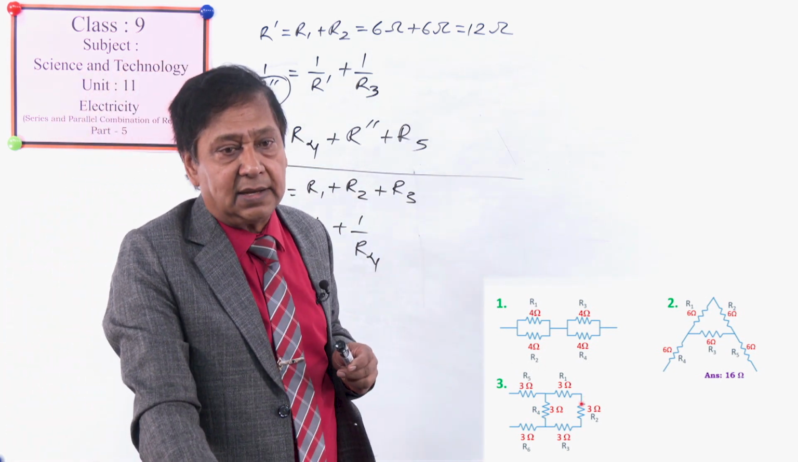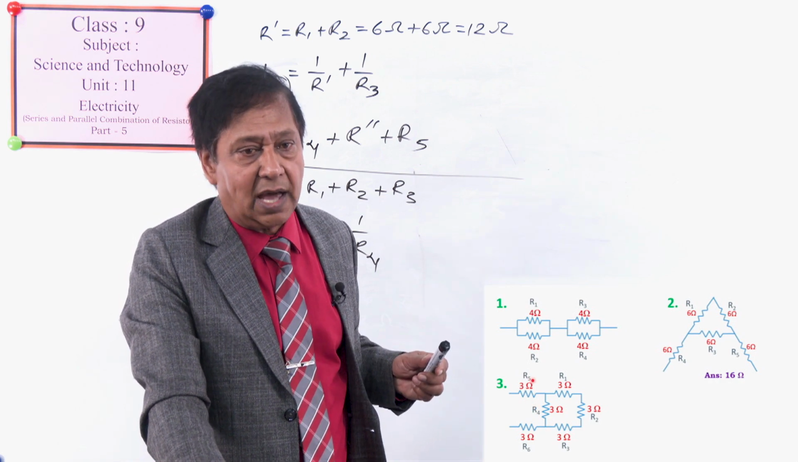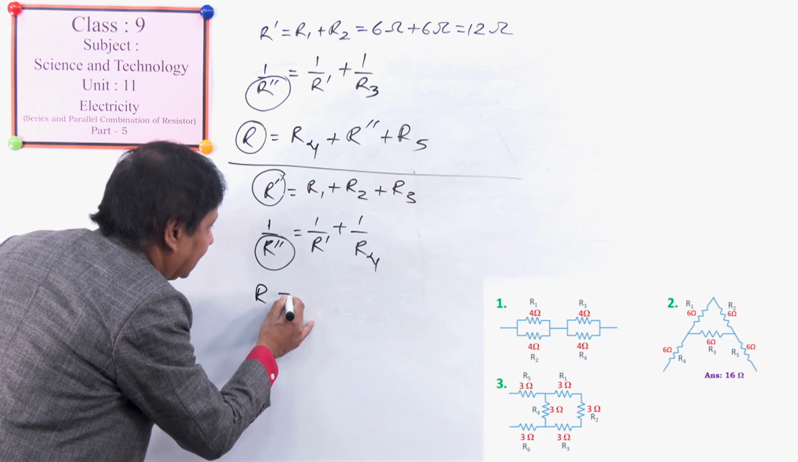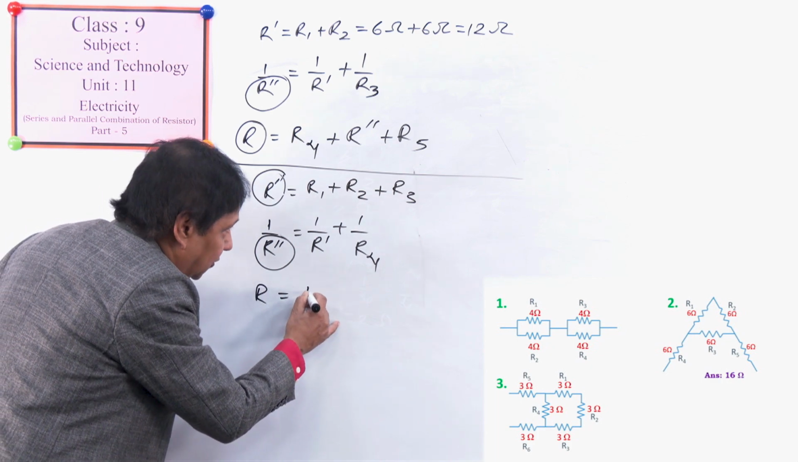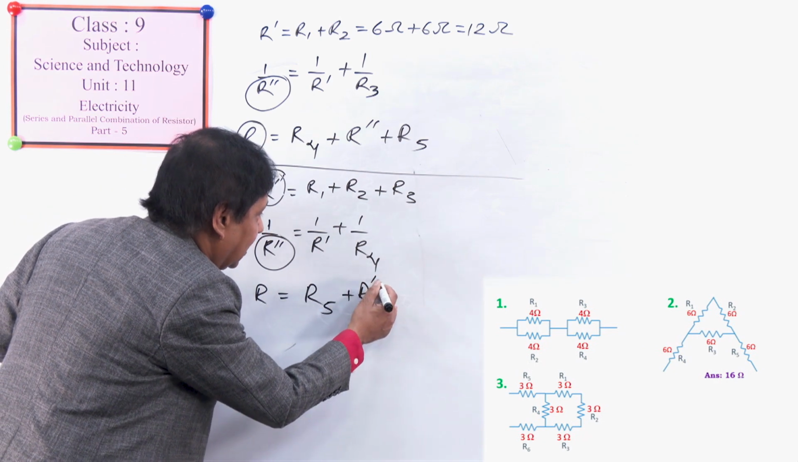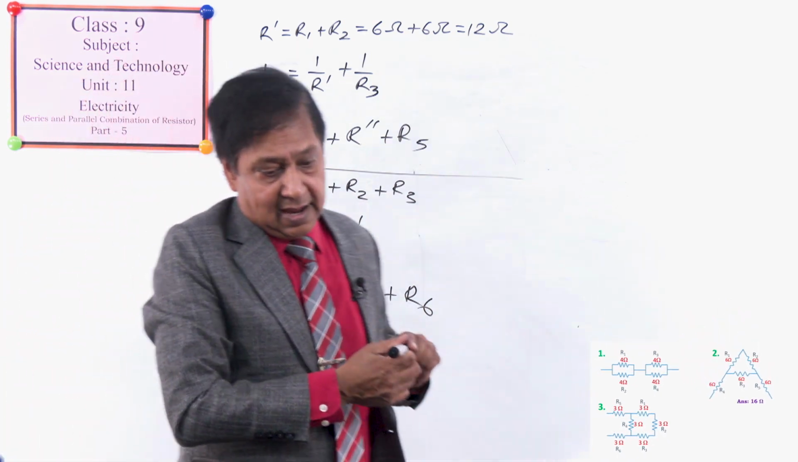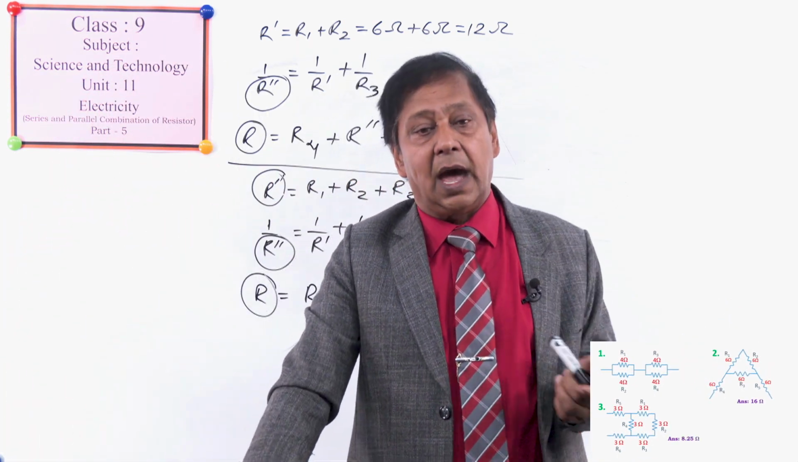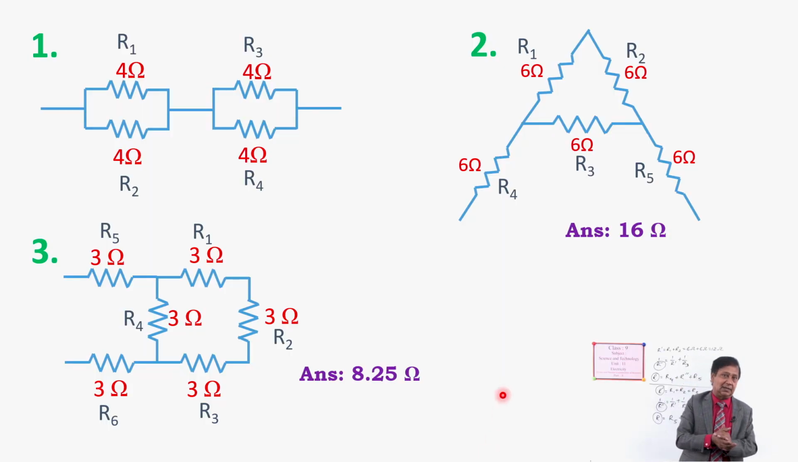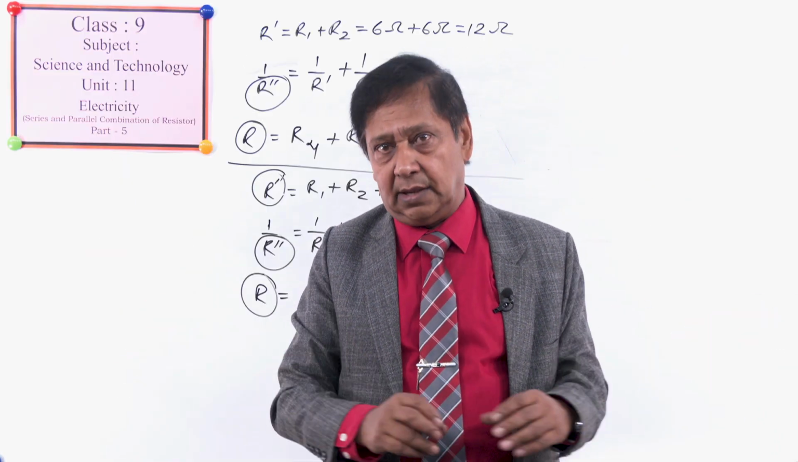R double dash is the total of R1, R2, R3 and R4. Now it is in series with R5 and R6. That's why total resistance R is equal to R5 plus R double dash plus R6. Now we'll get the total resistance, and this total resistance will be 8.25 ohm.